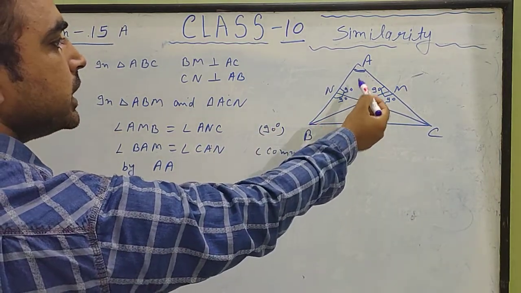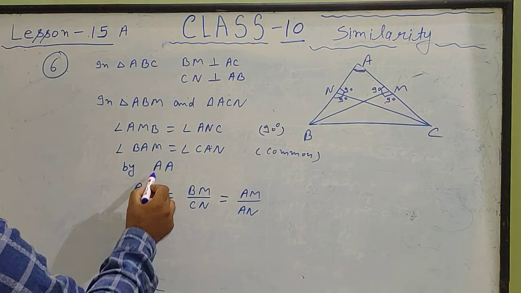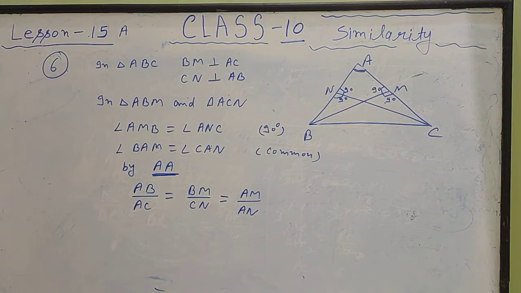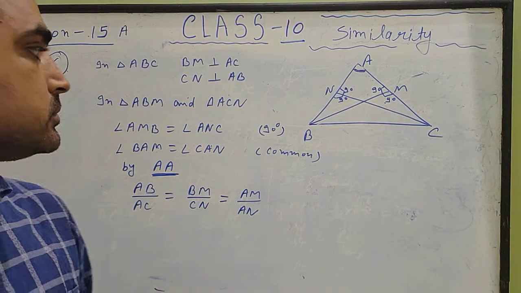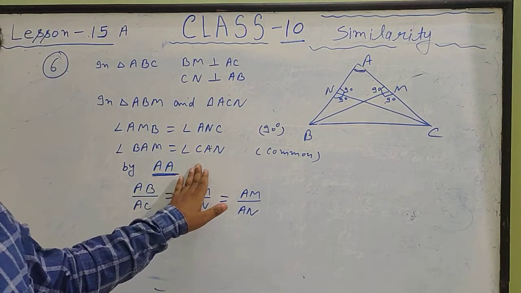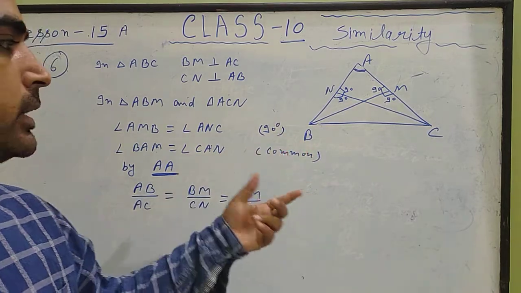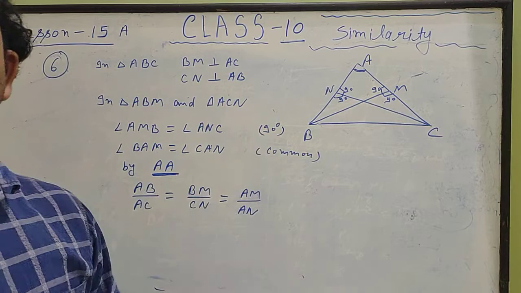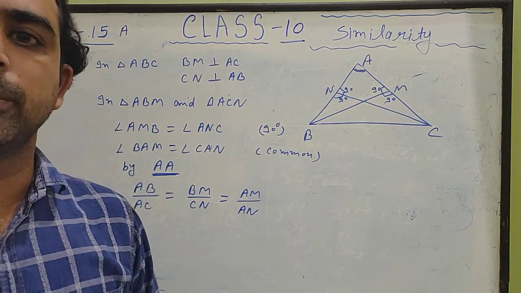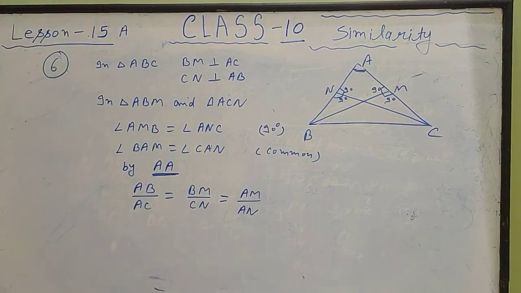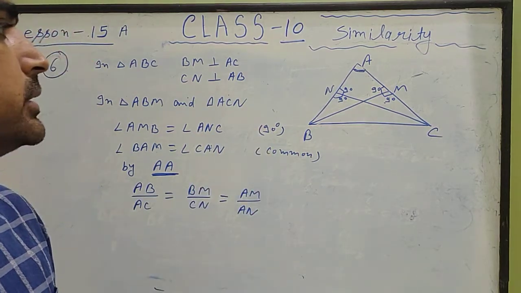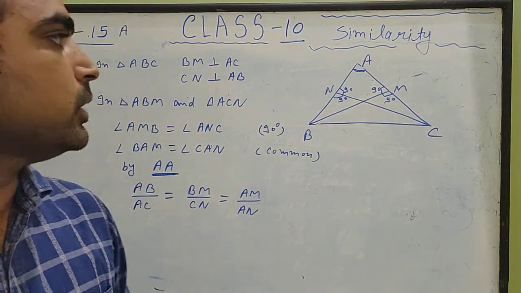First angle is this and second is common. So by the angle criteria, both triangles are similar to each other. In the angle criteria, two angles are equal. That's why both triangle ABM and triangle ACN are similar to each other. Now we use the property of similarity: if two triangles are similar, then the ratio of their sides will be equal.